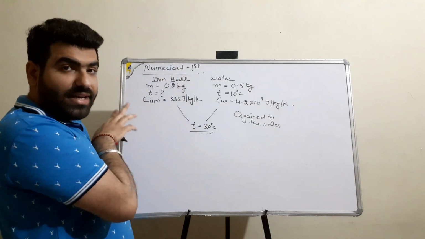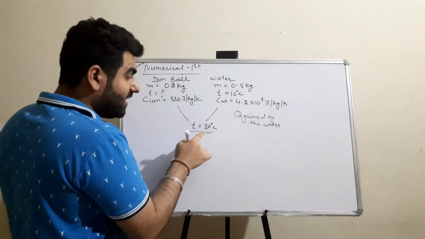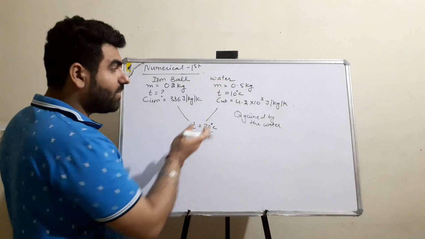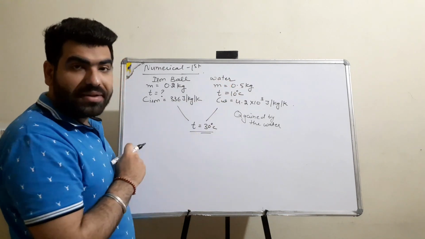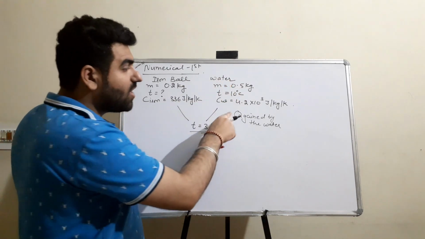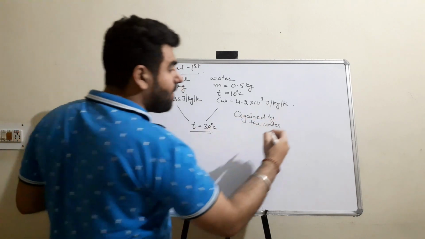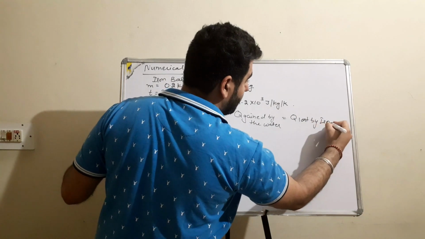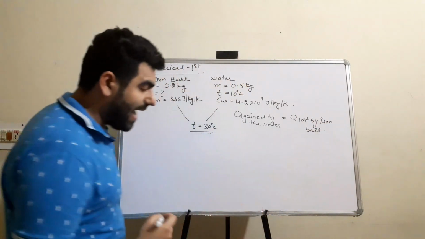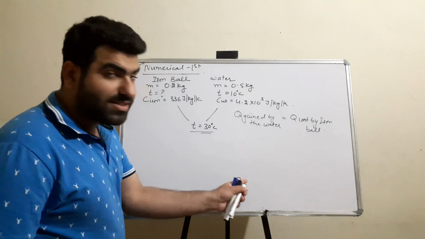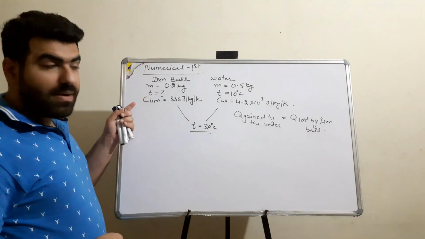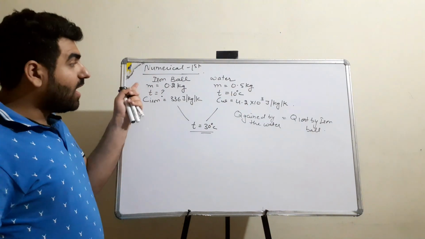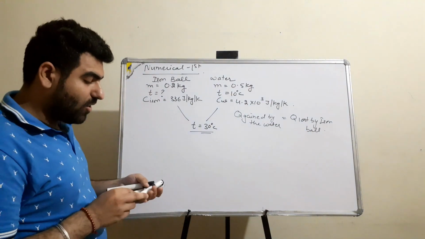It means it is a heated object. And obviously this 30 is greater than 10. It means water is at the lower temperature. It will gain some heat to acquire this temperature of 30 degrees Celsius. So heat gained by the water equals heat lost by the iron ball because it was at an elevated temperature. Over this side we'll write the entire thing about the water and over that side all the things about the iron ball.